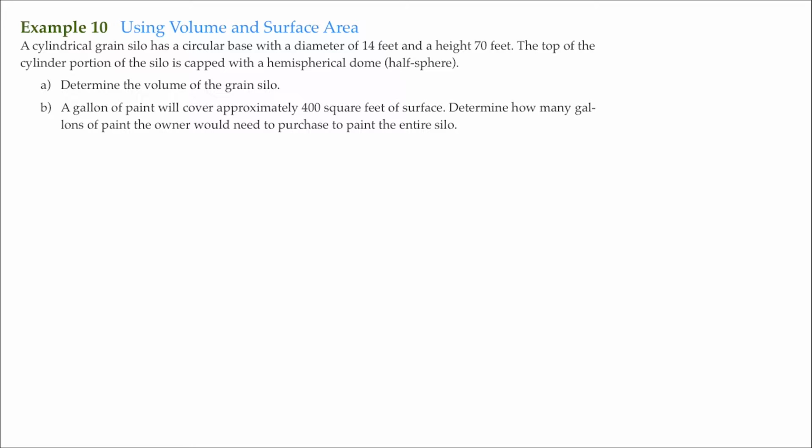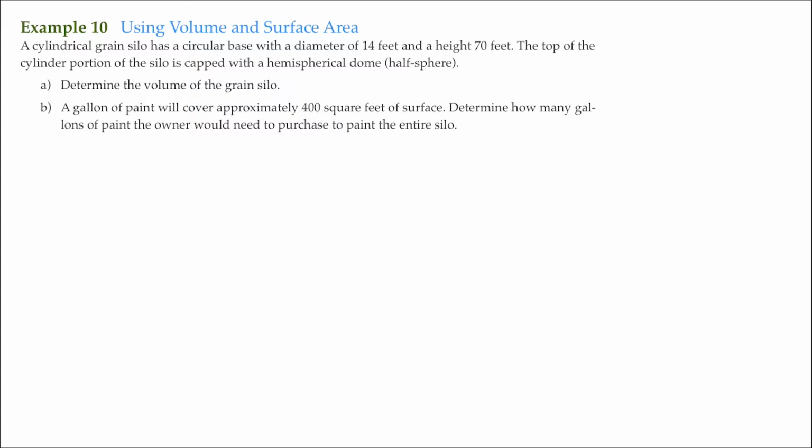So for this example, we're going to be determining volume and surface area. Now keep in mind for these problems, what we're doing is we're using our understanding of simpler geometric shapes, such as triangles and trapezoids and things of that nature and angle measures, to help us solve more sophisticated shapes.